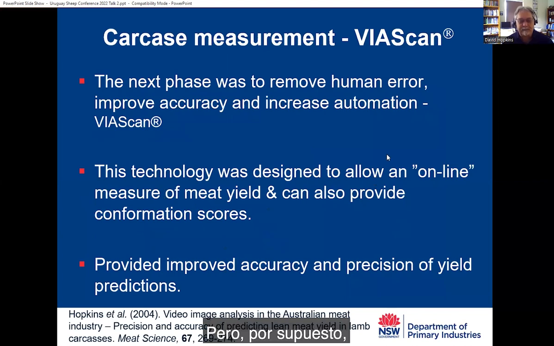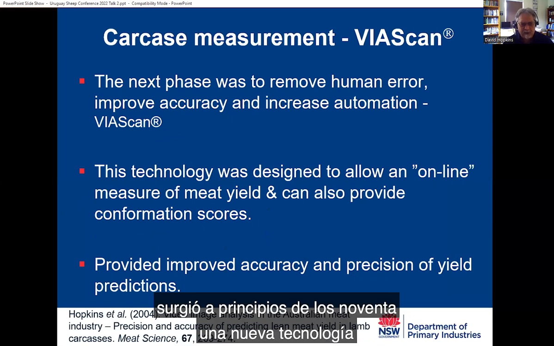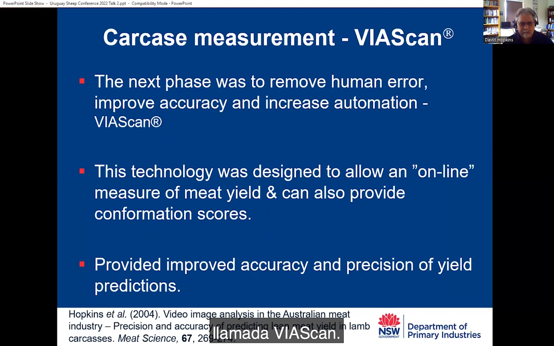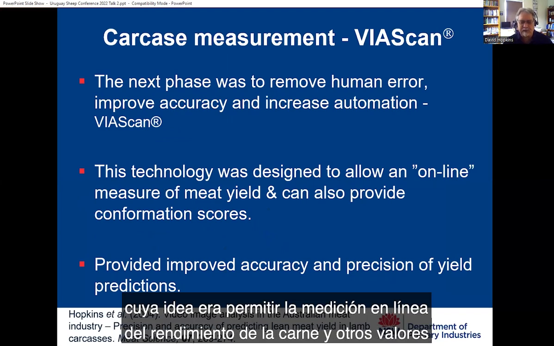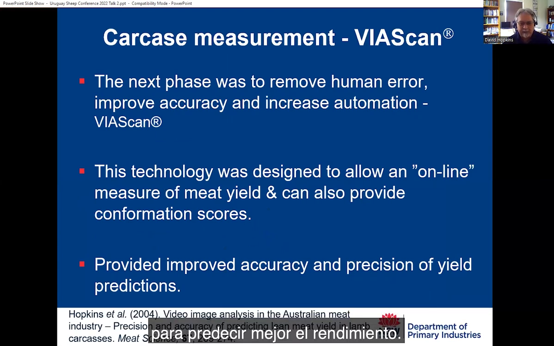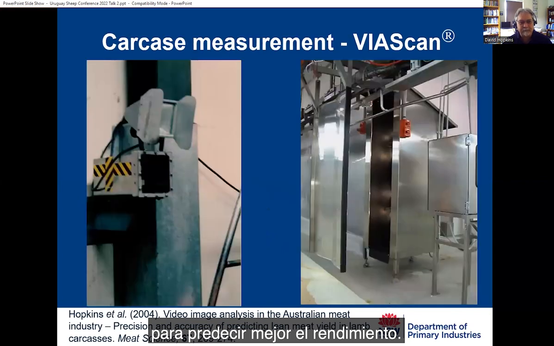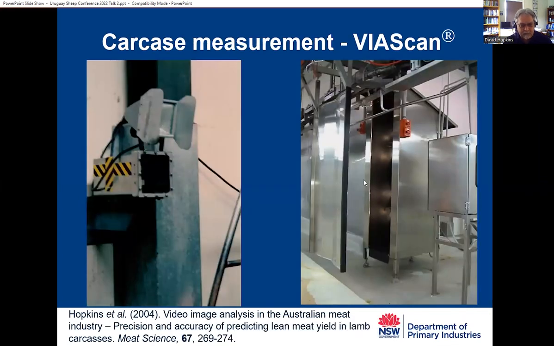But of course, wanting to move away from the human error issue and head towards automation, it saw the emergence in the early 90s of what's called the ViaScan technology. This was Australian developed technology, and the idea was to allow online measurement of meat yield and other traits, and to improve the prediction of yield.